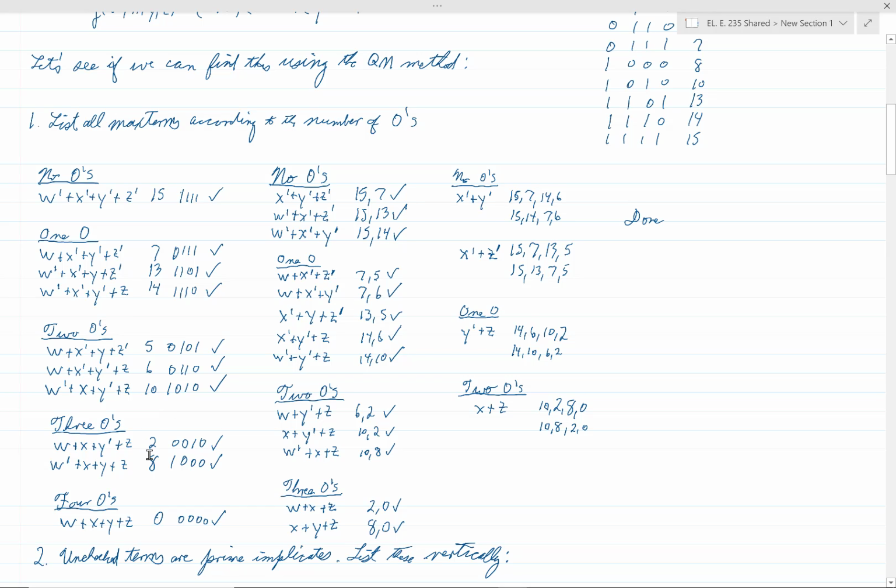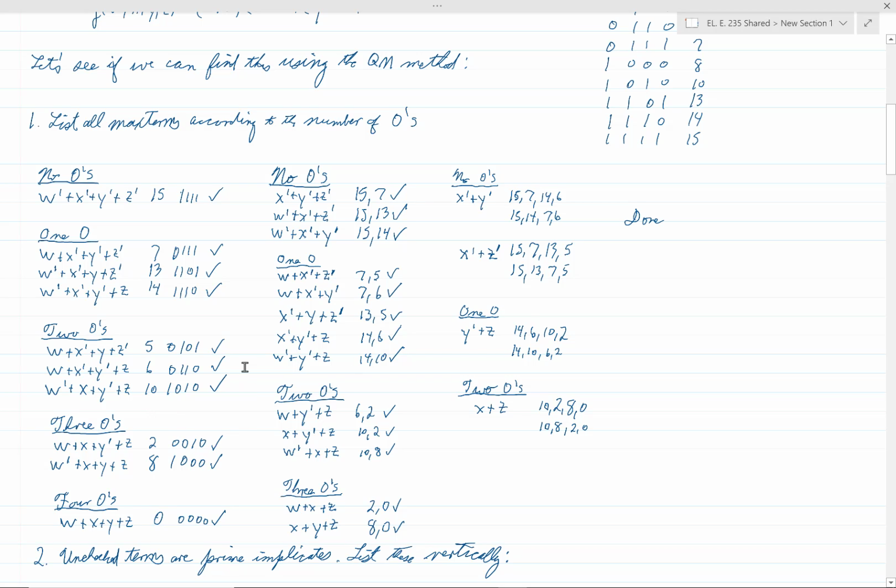Okay, what about 10 and 2? Yes, the difference is 8, and you can see what we get right there. And 10 and 8, the difference is 2, so that works, and we get this. And then finally, when we look for possible combinations between this group and the 4 zeros group, well, both will work here, 2 and 0 and 8 and 0.